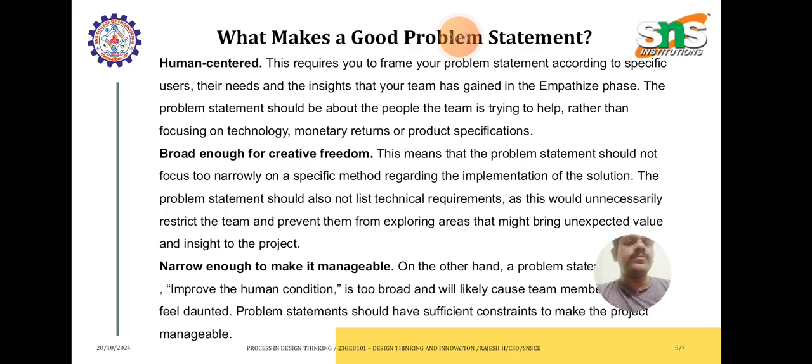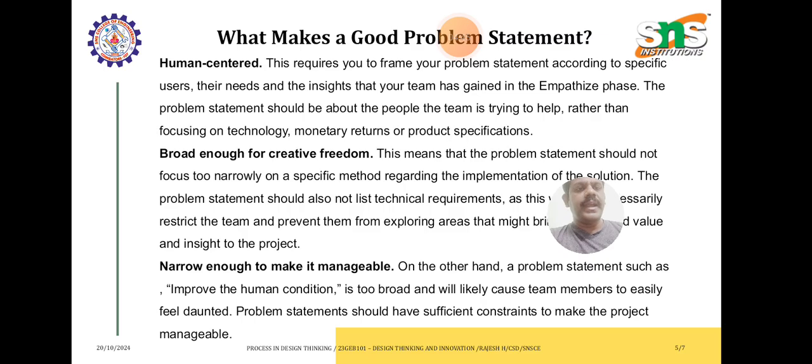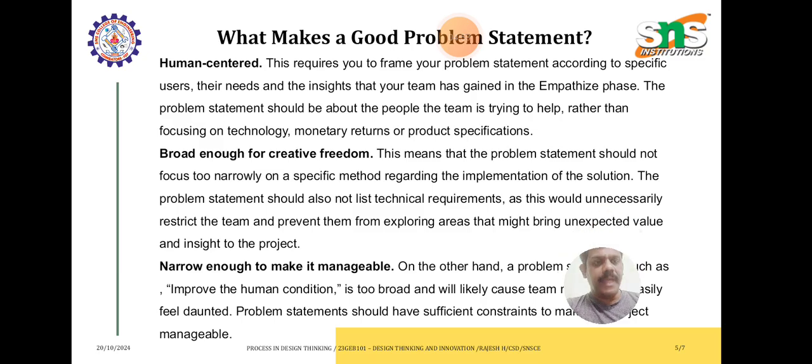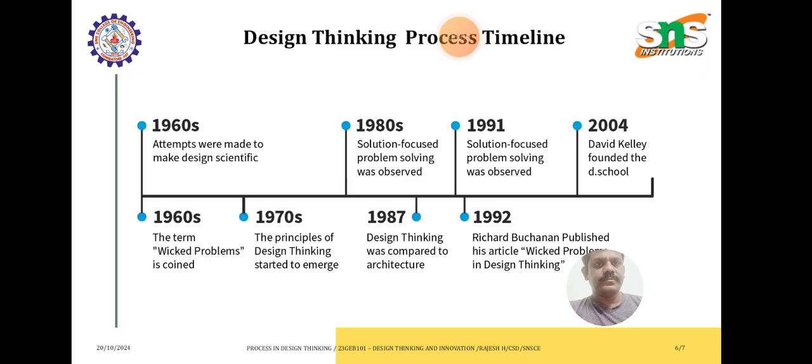It should also be narrow enough to make it manageable. On the other hand, a problem statement such as improving the human condition is too broad and will likely cause team members to easily feel daunted. So the problem statement should have sufficient constraints to make the project manageable.